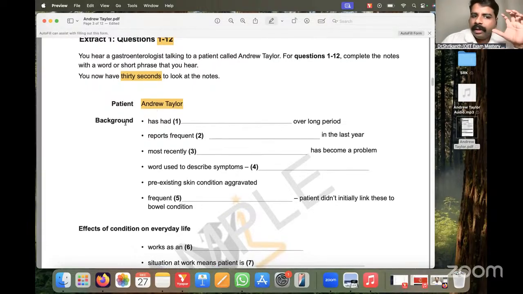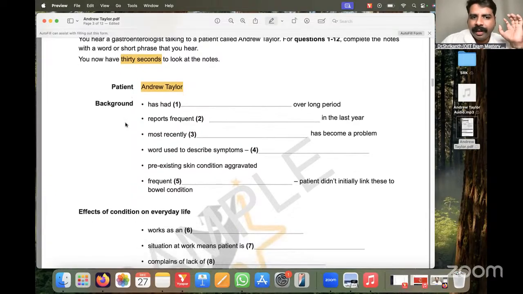Okay. So now the audio is they're going to be talking about the background of the patient. Right. So the patient has had dash over a long period. Okay. So long period. So here they're talking about a timeline. So for a very long time, the patient has been suffering from one particular sign or symptom. Reports frequent dash.